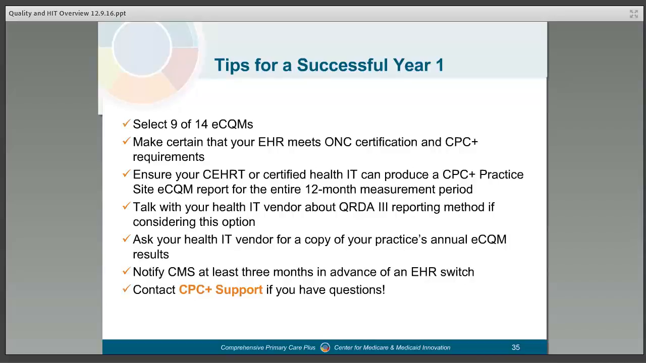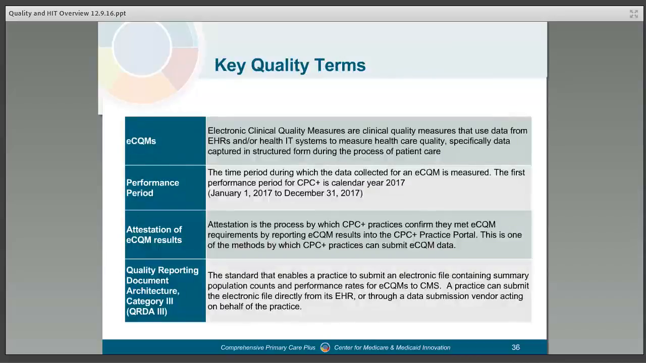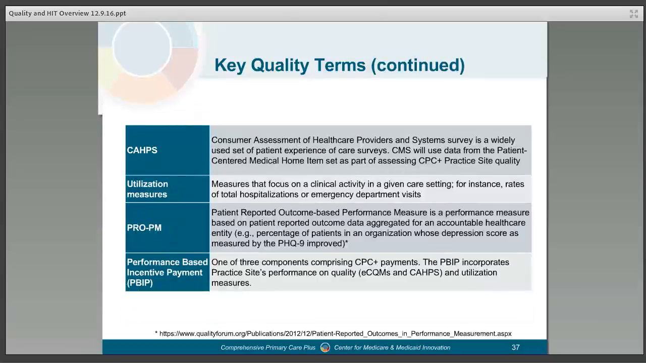And finally, contact CPC Plus support if you have any questions at all about any of the material in this presentation, cpcplus@telegen.com. And finally, later on in this presentation, you'll see many of the key quality terms that we've talked about defined here. We encourage you to look through these and to get any questions answered you have. Hopefully this will help.